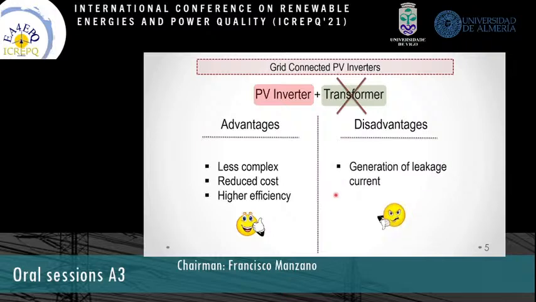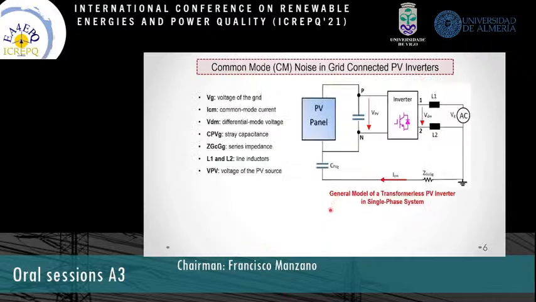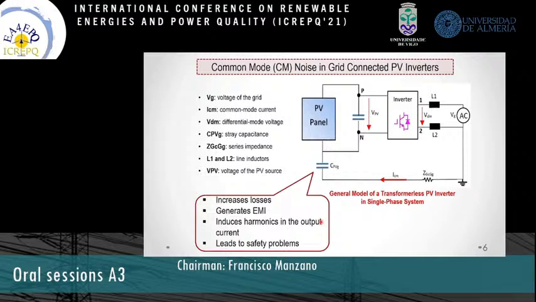However, the absence of galvanic isolation causes a generation of common mode leakage current. To elaborate, this image shows a general model of a transformer-less PV inverter system where the leakage current flows through the parasitic capacitance of the PV panel. This undesirable common mode noise can add losses to the system, cause electromagnetic interference, increase the output harmonics, and lead to safety problems.